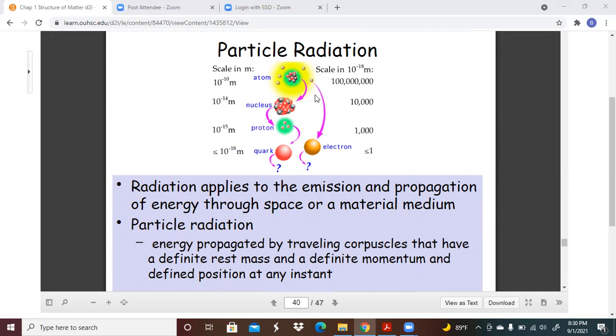So if we look at particle radiation here, we're looking at the scales of these things. You've got 10 to the minus 18th, which describes quarks. You've got an electron here, which is a little bit above that. Got protons at 10 to the minus 15th. Then you've got a nucleus at 10 to the minus 14th. And then you've got the scale of the atom, which is 10 to the minus 10th.